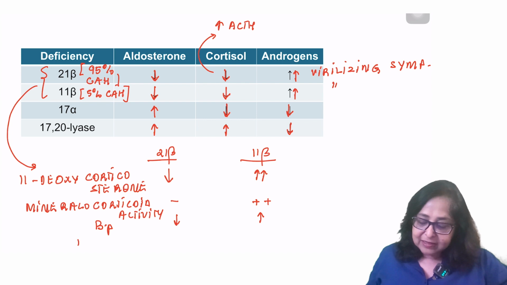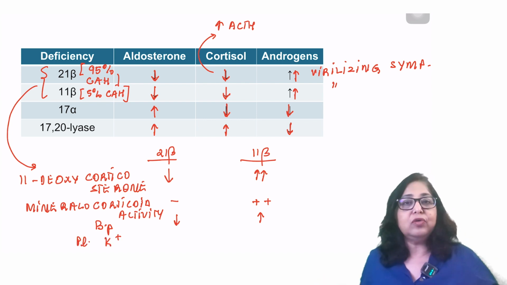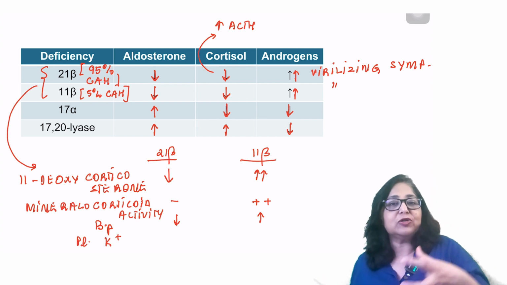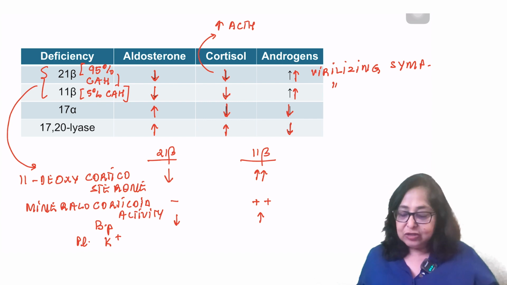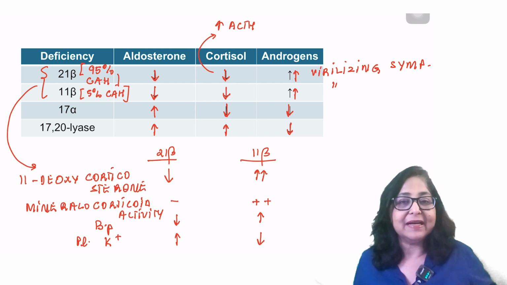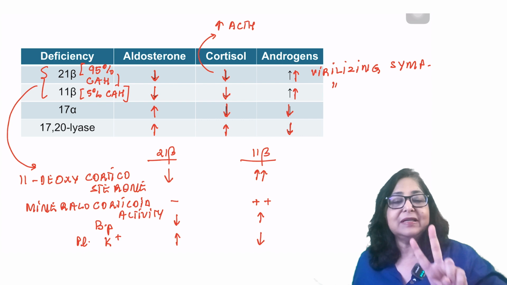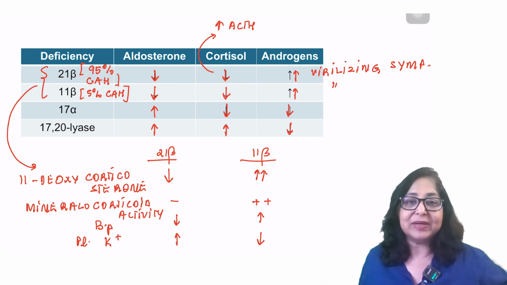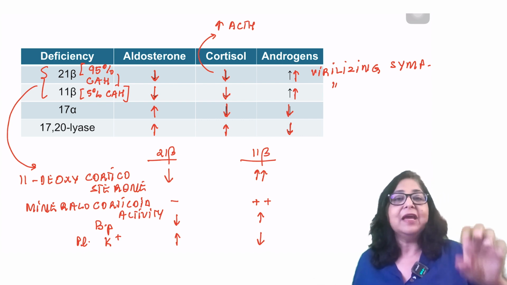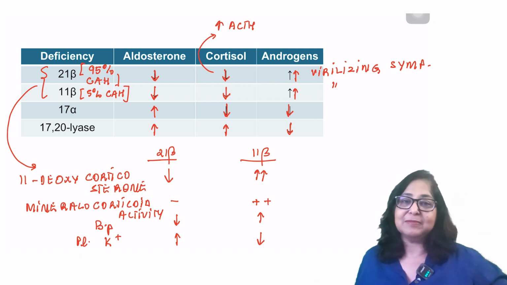Look at the plasma potassium level. What is the role of mineralocorticoids? Sodium absorption, potassium secretion. So plasma potassium levels will be low in 11-beta and elevated in 21-beta. So by doing two simple tests, you can distinguish between 21-beta and 11-beta. Measure the blood pressure, see the plasma potassium levels.